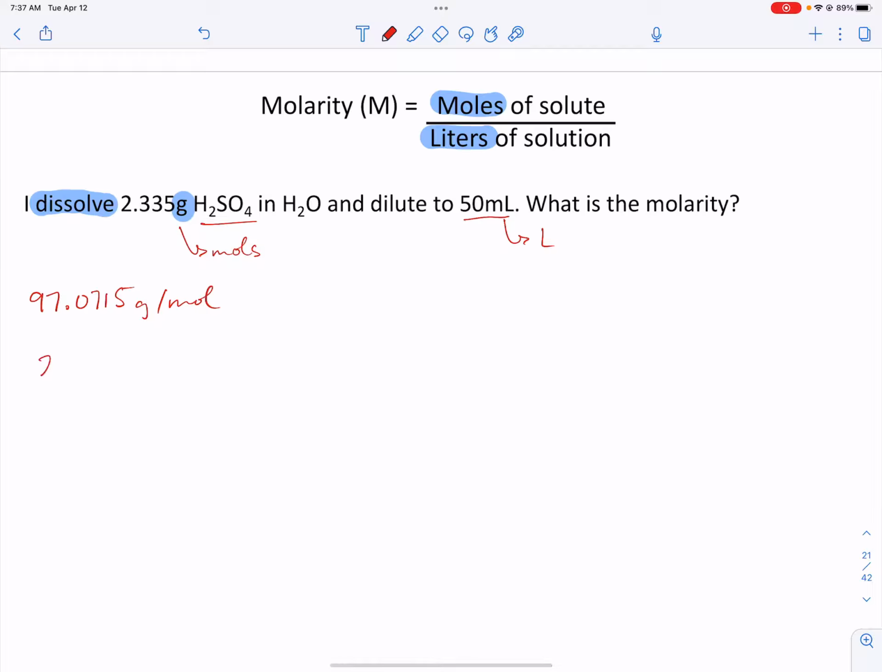So I'm going to take the 2.335 grams, and I want to cancel grams, so I'm going to plug the 97.0715 grams on bottom, and this is per 1 mole on top. And when we calculate that, we should get 0.024. If you round, it's 0.0241.